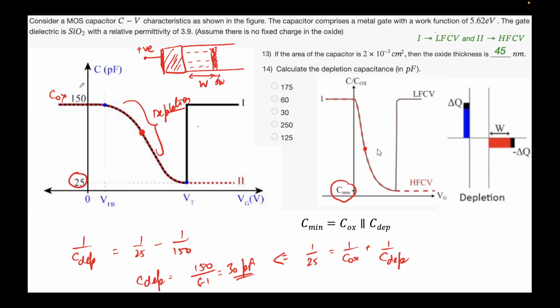And the capacitance itself was given in picofarads. So what we determined is that the depletion capacitance is 30 picofarads, which is like this. Another thing to note here, I think it will come in the next set of problems: what is the depletion width?